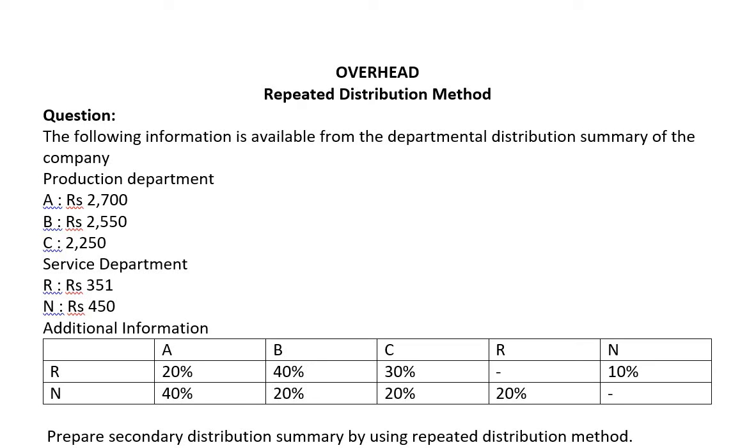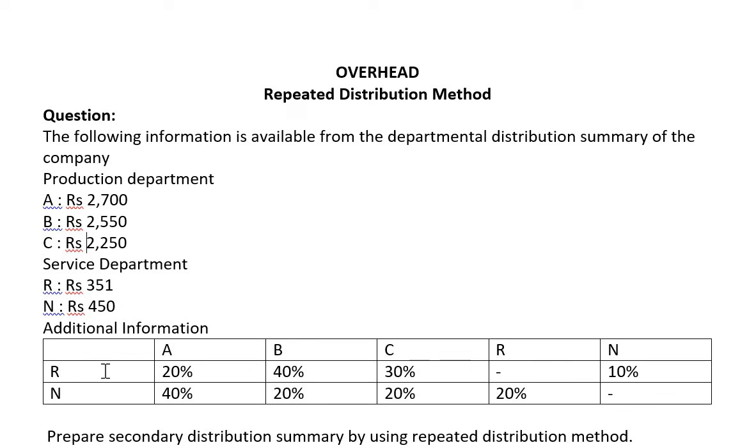Now let's solve one of the questions with the help of repeated distribution method. Over here, the expenses of production departments are given. There are three production departments, A, B and C. Expenses of production department A is rupees 2700, for B is rupees 2550, for C is rupees 2250. For service departments, expenses of R is rupees 351 and expenses of N is rupees 450.